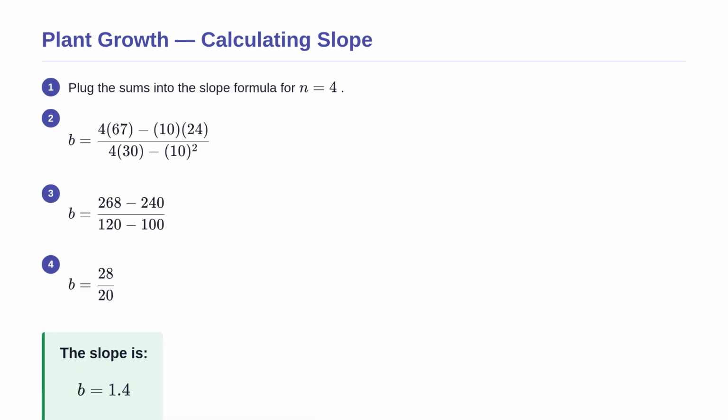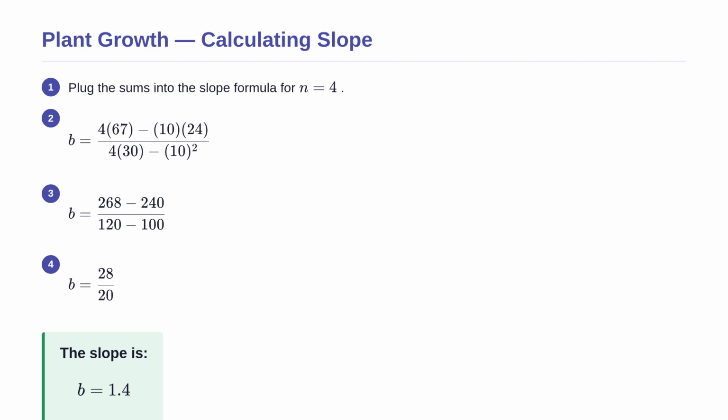Using the sums we just found, we can determine how fertilizer impacts plant growth by calculating the slope. We plug our values into the formula with n equal to 4. The numerator becomes 4 times 67 minus 10 times 24. This simplifies to 268 minus 240, leaving us with 28. The denominator becomes 4 times 30 minus 10 squared. This simplifies to 120 minus 100, leaving us with 20. Dividing 28 by 20 gives us a slope of 1.4.